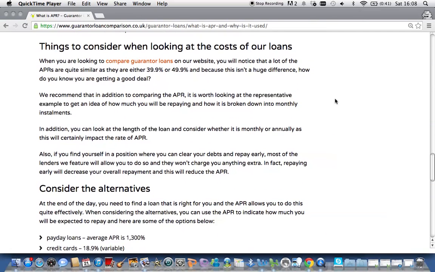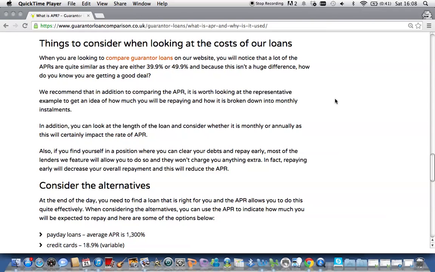So in addition to APR, when you're making comparisons of guarantor loans on our website, it's also worth looking at the representative example, because that really gives you an idea of how much you will be repaying and how it's broken into monthly or annual installments. In addition, you can look at the length of the loan, because this will also impact the APR. And also, if you can repay early, then you shouldn't actually be charged the full loan amount, and therefore your APR might be less, I should hope.